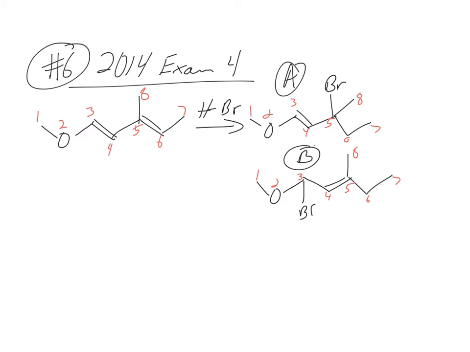But if you make that intermediate, if I draw that, we can agree the first place there's going to be a plus charge is going to be here, right? We can also do a resonance form of that, right? So that we've made Br minus. The easy one to see is this attacking there, and that gets us to A.